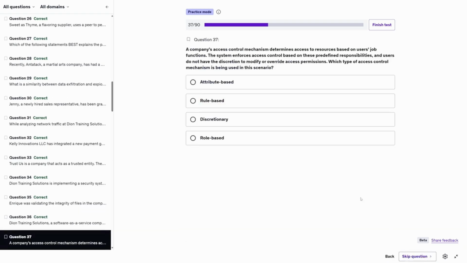A company's access control mechanism determines access to resources based on users' job functions. The system enforces access control based on these predefined responsibilities, and users do not have the discretion to modify or override access permissions. Which type of access control mechanism is being used in this scenario?